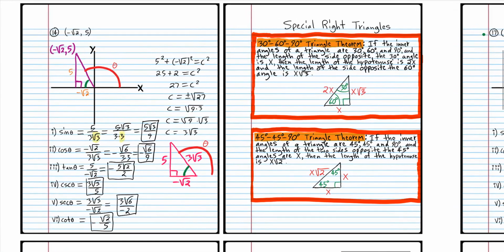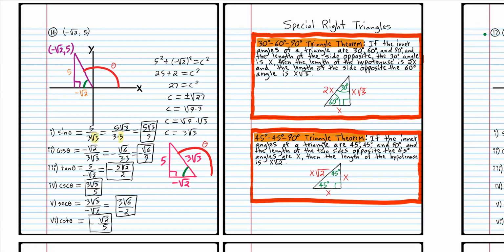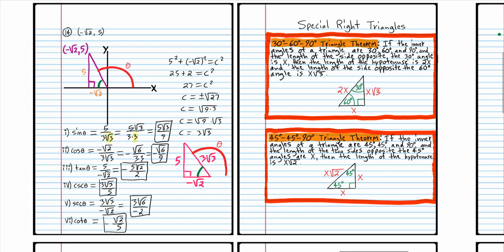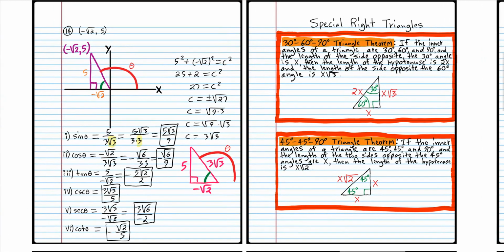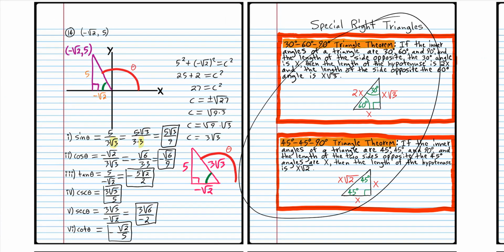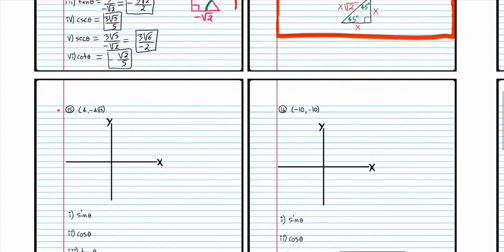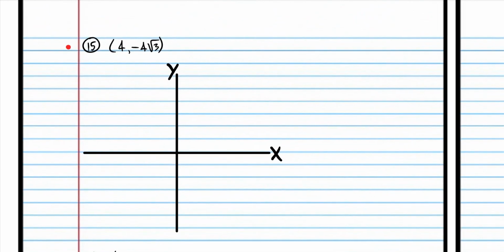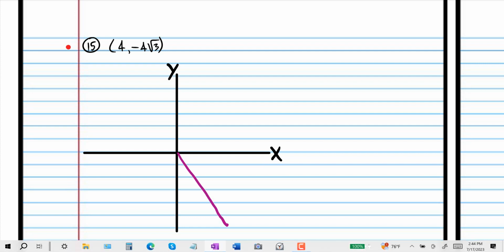So now we're going to do some problems where we don't really have to use the Pythagorean theorem, because the next problems are going to correspond to these 30, 60, 90 triangles and 45, 45, 90 triangles. So get a picture here. You should know these triangles pretty well by now, but get a picture of that. So we have a point 4, negative 4 root 3, which might be, say, here. That's a point on the terminal side of the angle in standard position.